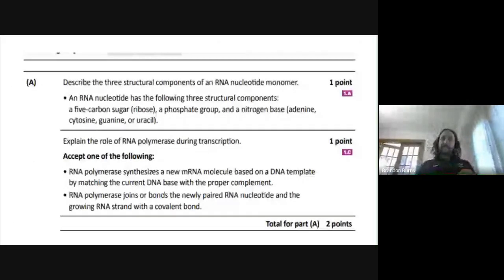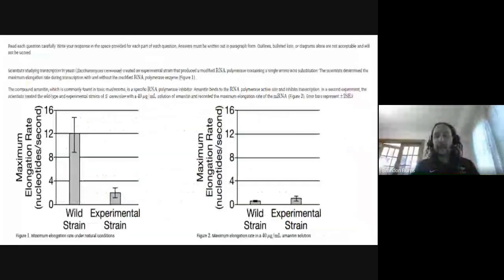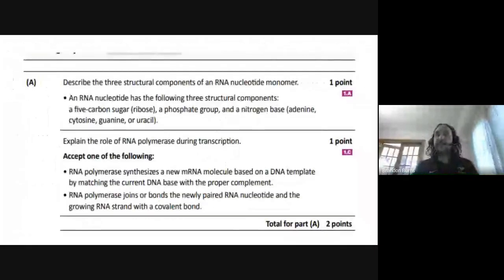So question A asked you to describe 3 structural components of an RNA nucleotide monomer. Now, that one does require that you have some background knowledge about the monomers of DNA and RNA. We learned about that in trimester 1 when we talked about biochemistry. So an RNA nucleotide is the monomer of RNA and DNA.